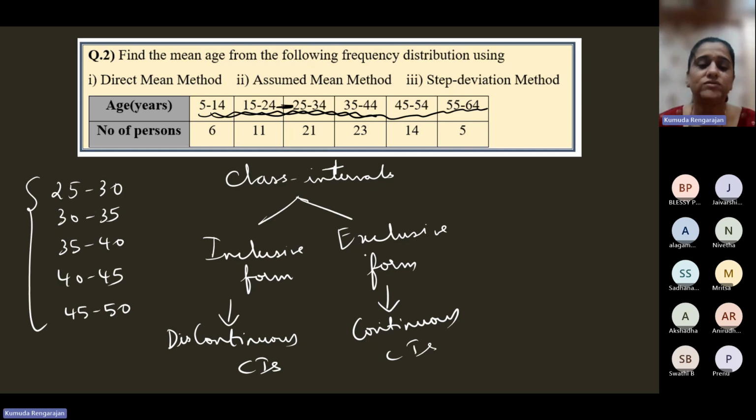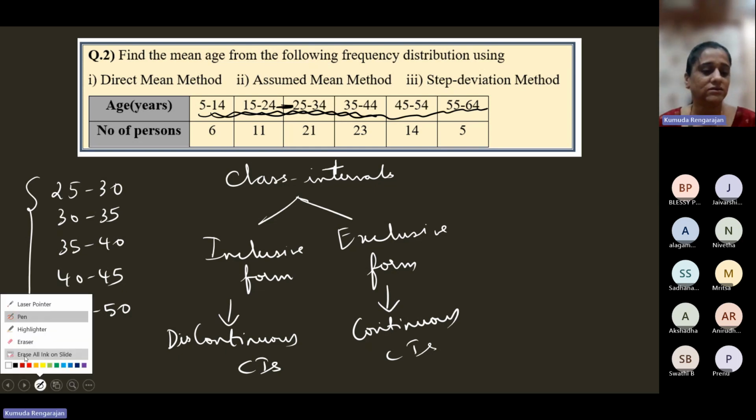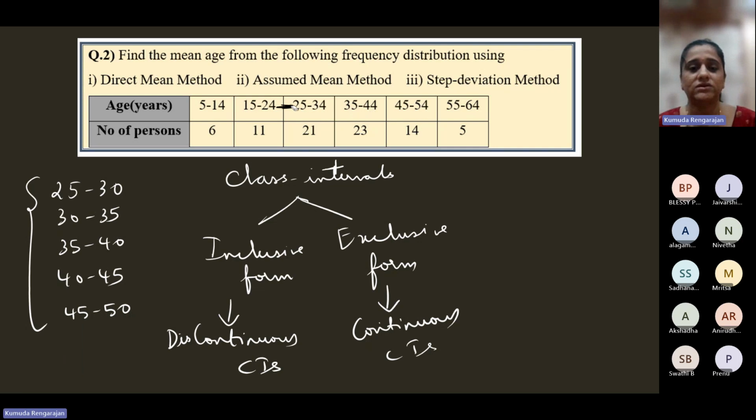Why are they called exclusive and inclusive? Inclusive means the upper limit is also included in the same class interval. If the upper limit of a class interval is included in the same class interval, it is inclusive form. If the upper limit of a class interval is excluded from that class interval, it is exclusive form. We'll understand that better. See here.